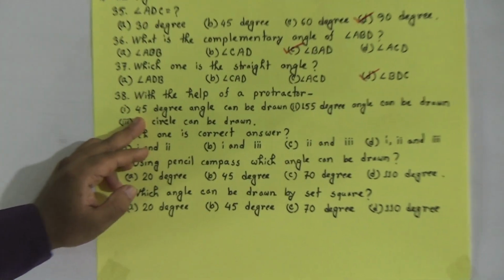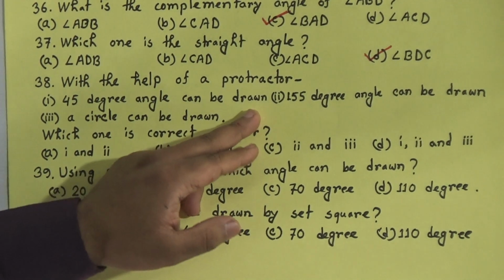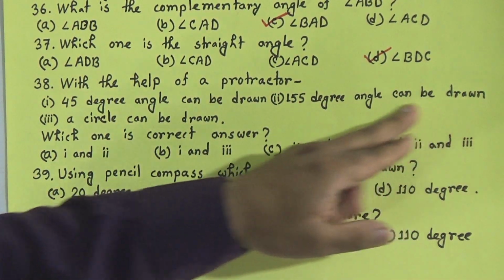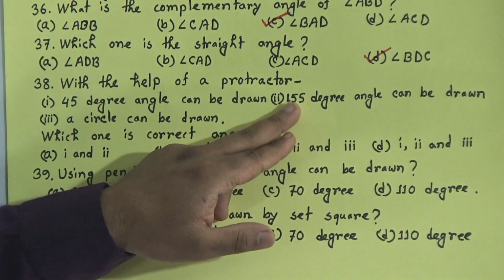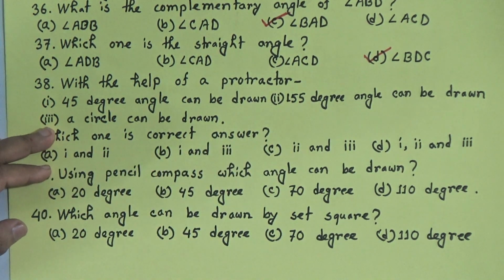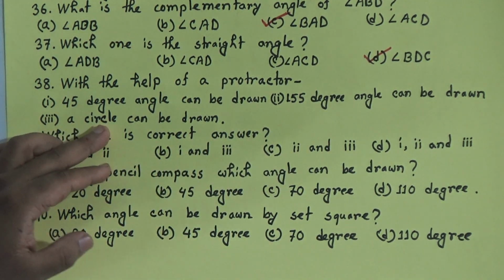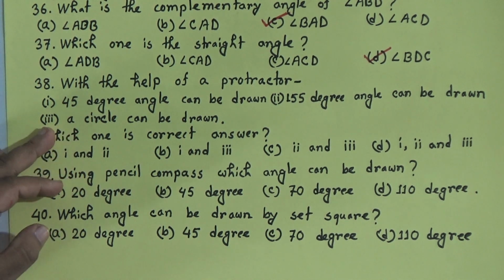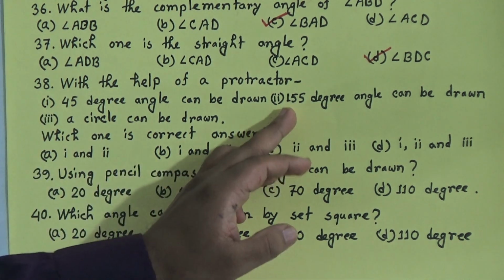Okay, so activity 1 is correct because a 45-degree angle can be drawn. Activity 2, a 155-degree angle can be drawn, is also correct because we already said that we can draw up to 180 degrees. And activity 3 says a circle can be drawn. No, it's not possible because with a protractor we can draw a half circle, not a full circle. That means activity 3 is not correct. Our correct answer will be 1 and 2.